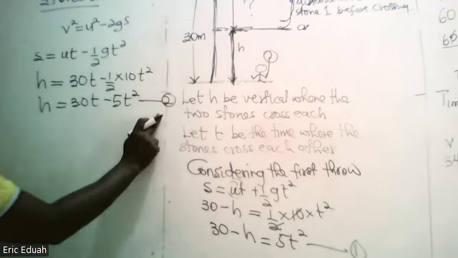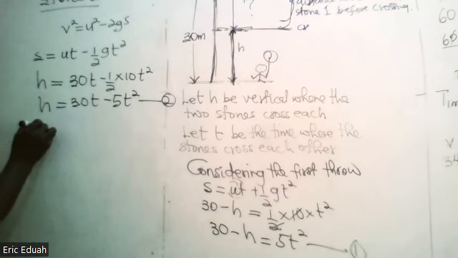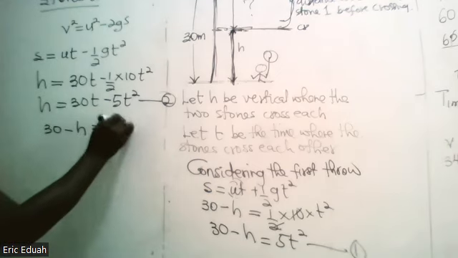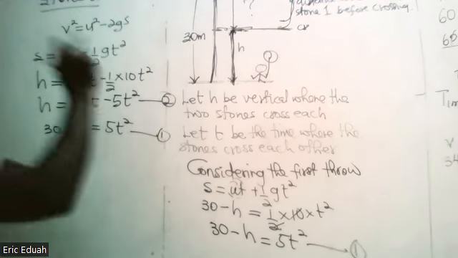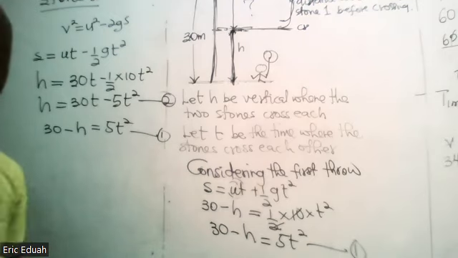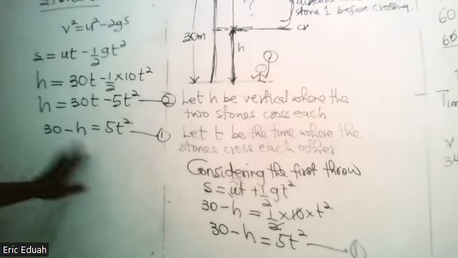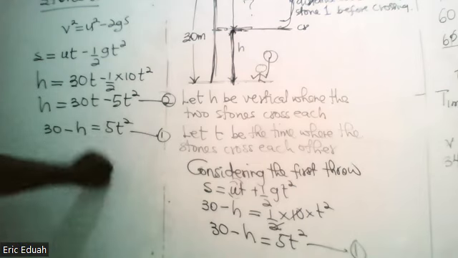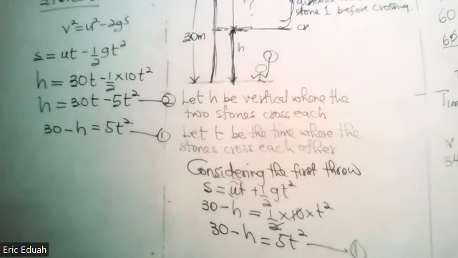Okay, so equation 2 is this, and equation 1 is 30 minus h is equal to 5t squared. So we solve equation 2 and equation 1 simultaneously to find t. Then we can find h. Start with 3 minutes to find t. Because both equation 2 and 1 are in terms of h and t, we can solve them simultaneously. Let's quickly do it, then we move on. 3 minutes to find t.